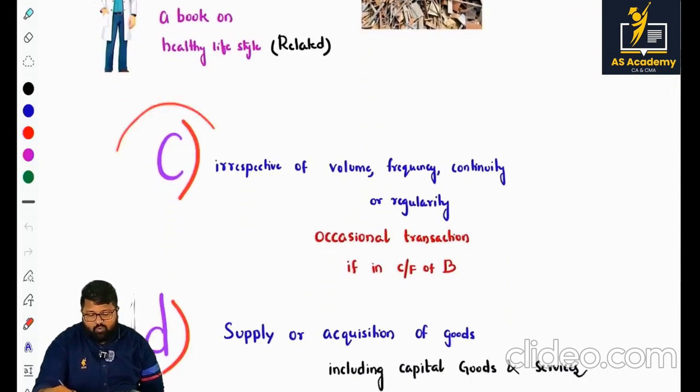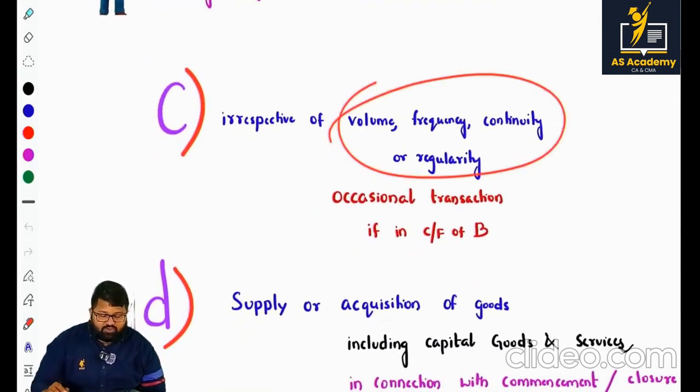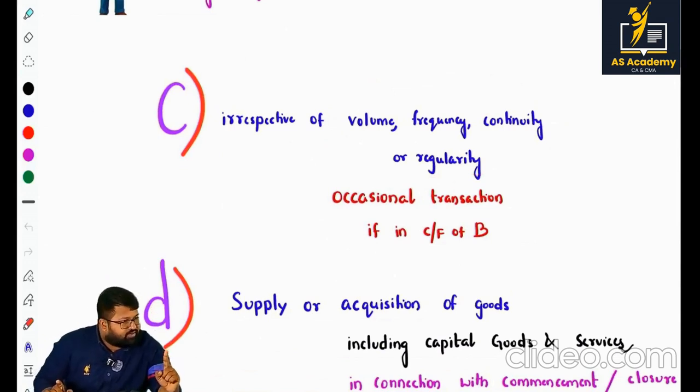Okay. What is point C, ma? Irrespective of volume, frequency or continuity. Sir, just one sale and then immediately I close the business. Is it a business? Yes. What is your main motive? That is important. Profit motive or not.